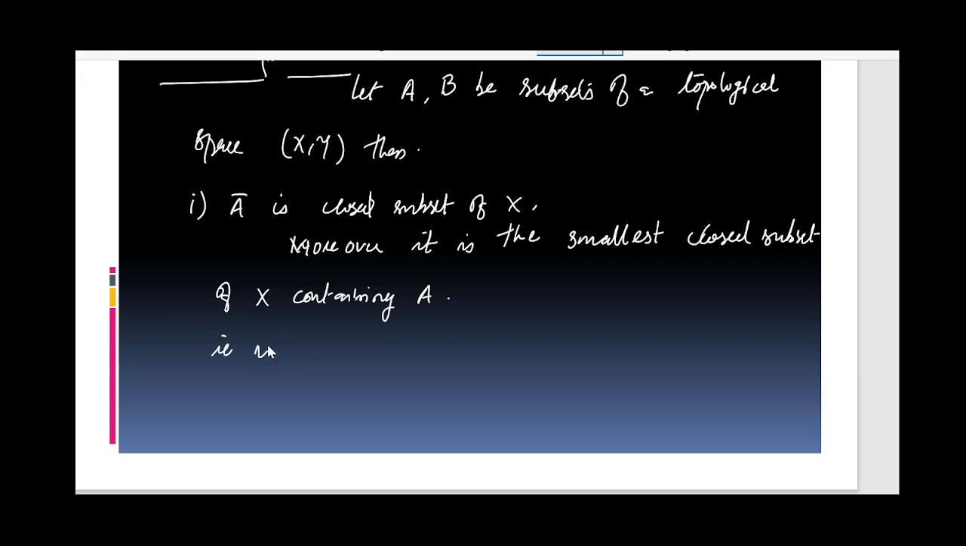That is, if C is closed in X and A is contained in C, then A closure is contained in C. That means A closure is a closed set, and moreover, it is the smallest closed subset of X containing A. That is, if any other subset is there which is closed and containing A, then A closure should be contained inside that set.